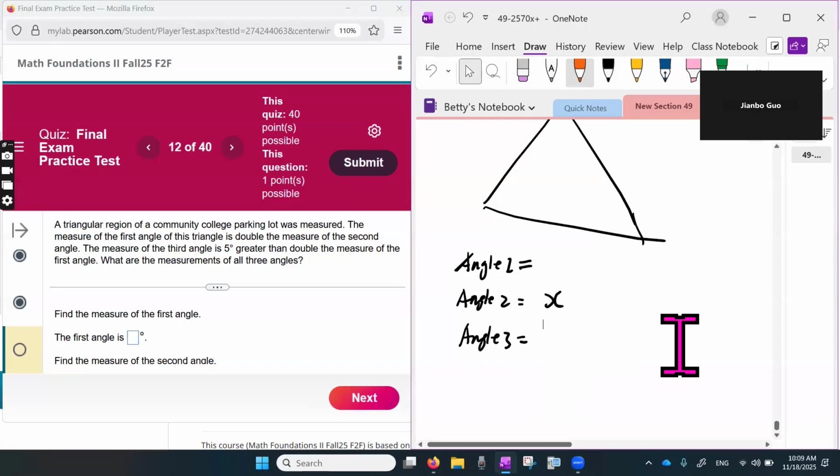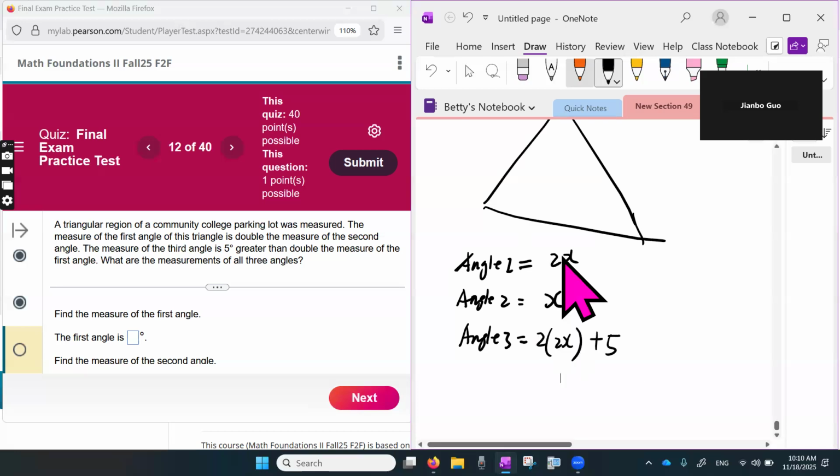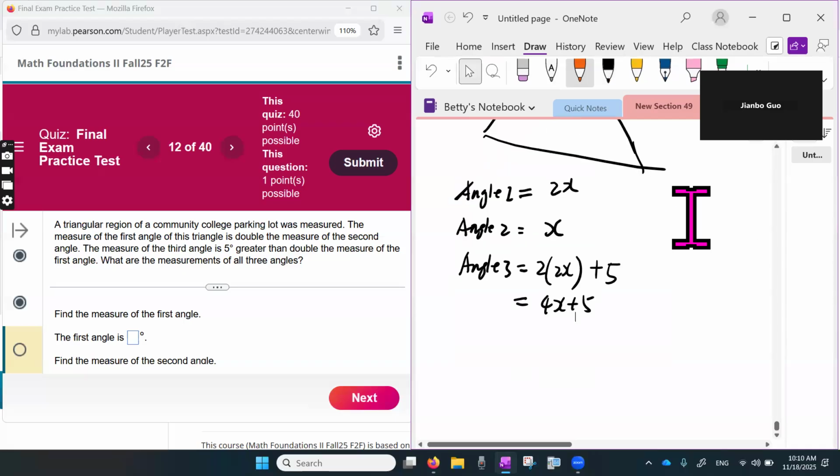The measure of the first angle is double the measure of the second angle. So if the second angle is x, the first angle is 2x. And then what about angle 3? Angle 3 is 5 greater than double the first. The first is 2x. Double 2x. Make sure you know it's double the first angle, not double x, double 2x. We can simplify a little bit. Double 2x is 4x. So angle 3 is 4x plus 5. And now we have all three angles written in terms of x.